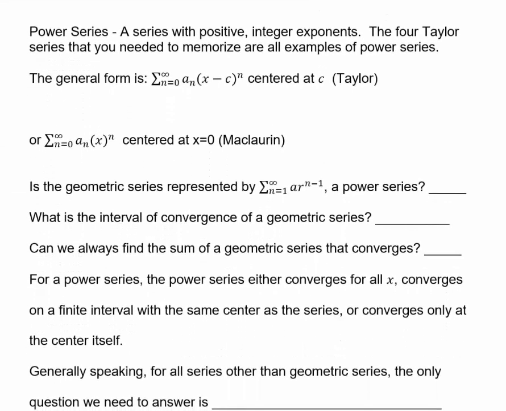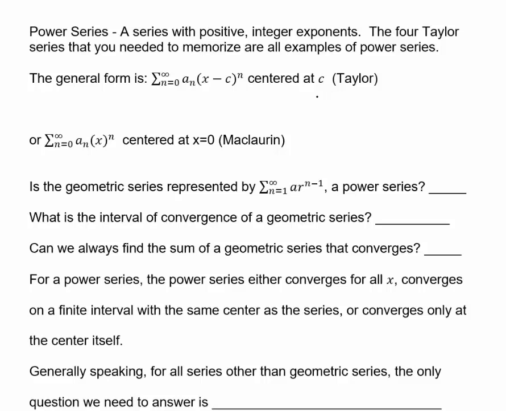All right, so as far as the power series goes, you're going to have to be able to construct these, which is going to be in a future topic. So let's just introduce the types that there are. A series with positive integer exponents, the 4 Taylor series you need to memorize, which this year you don't need to memorize, are all examples of power series. So the 2 power series that you're going to have to be able to construct are a Taylor polynomial and a Maclaurin polynomial. They're the exact same thing except Maclaurin's is centered at 0, so it's technically x plus 0 or x minus 0, which is just x raised to a power.